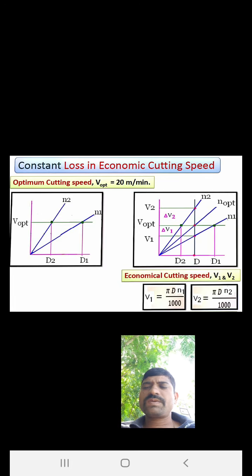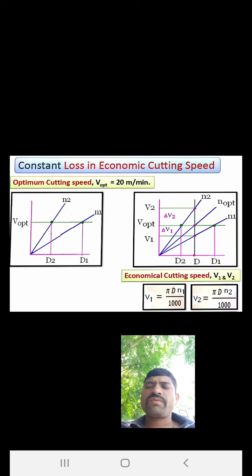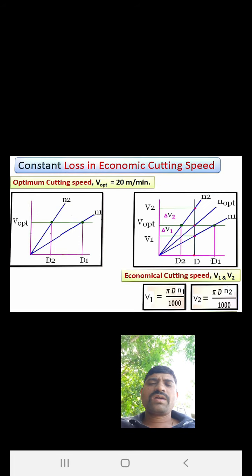Okay, the spindle speed selected for the cutting operation should be either N1 or N2 according to the actual cutting speed. This actual cutting speed is V1 or V2. Then you will get the two formulas. V1 is equal to pi D N1 divided by 1000, and V2 is equal to pi D N2 divided by 1000. This is the cutting formula. And V1 is less than V optimum is less than V2.